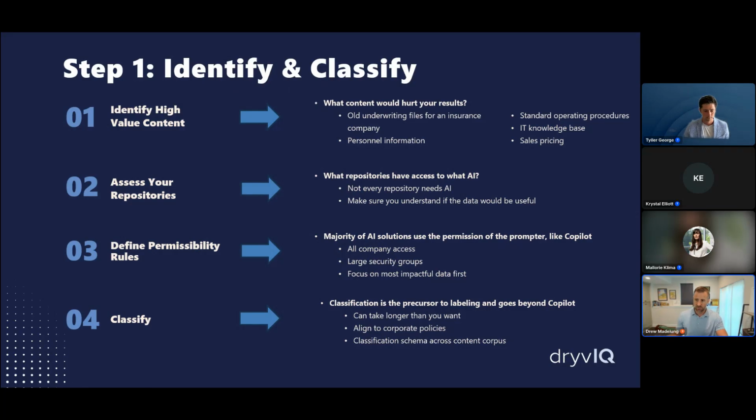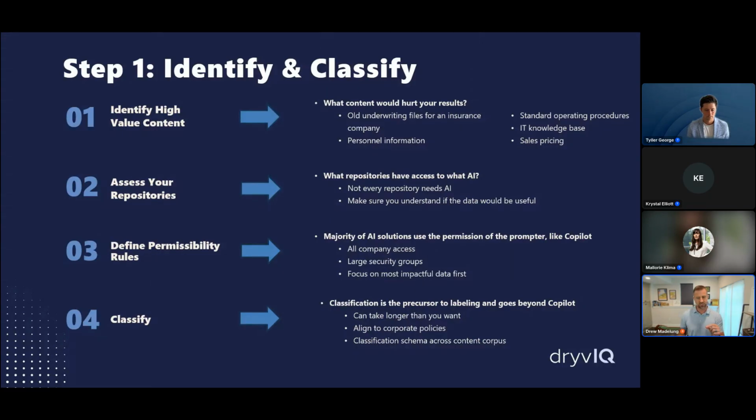From a permission perspective, the majority of the AI solutions will use the permission of the prompter. So when you're thinking about this, you start to drill into priorities. When I'm looking at my permission rules, what's the most important for me to look at for identification? All company access, large security groups, and then focus on that high value content that you've seen. Sites that are heavily accessed, sites that have a large amount of content, that have all company content, that's where we're really starting to define that risk level before we get into step 2, because classification, as Tyler said, is that precursor to labeling.